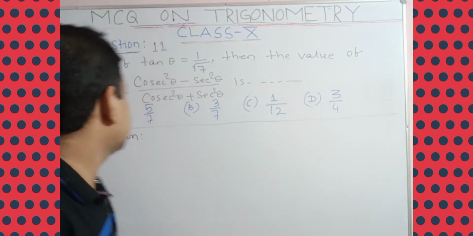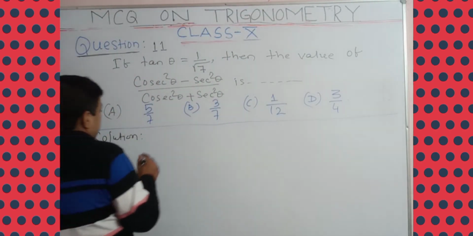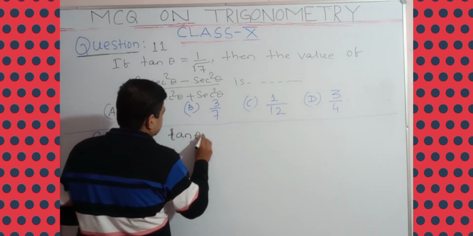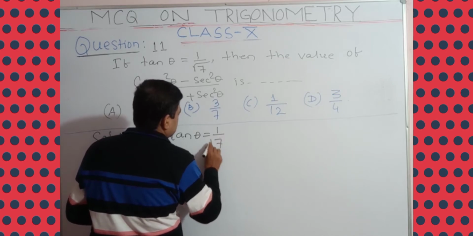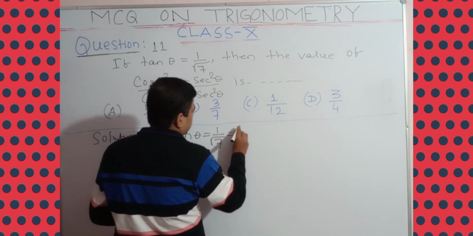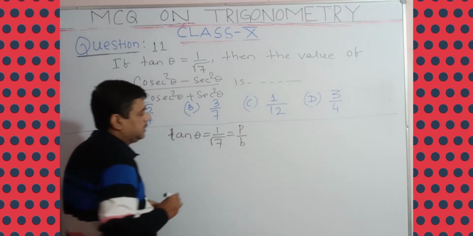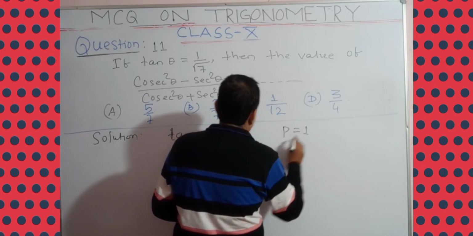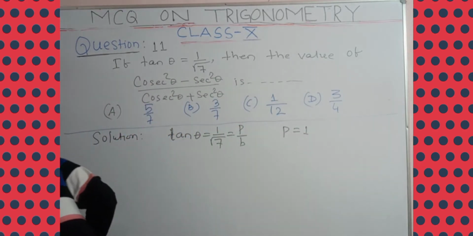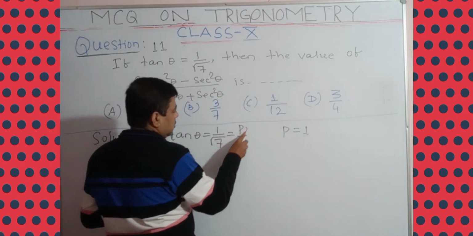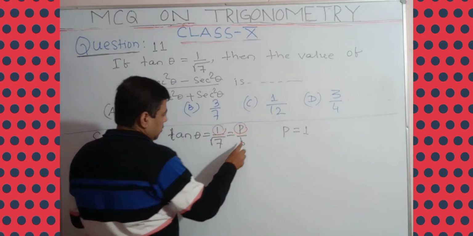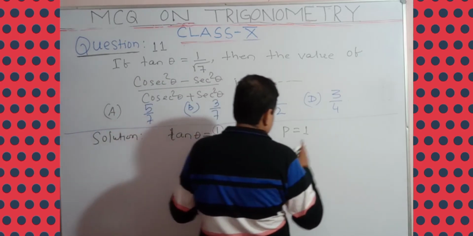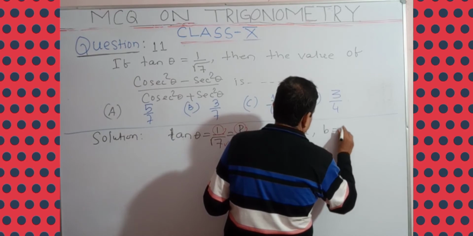So let's see this question. One of the trigonometric ratios is given, tan theta is given, equal to 1 upon root 7. You know tan theta is equal to perpendicular by base, P by B. So we can compare here P is equal to 1, yes or no? And B can be compared to root 7.